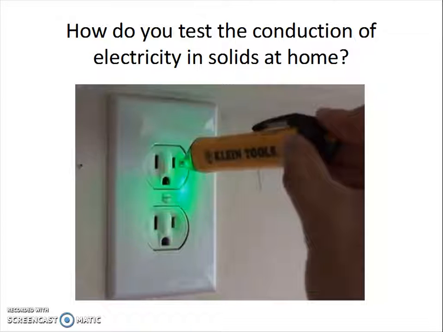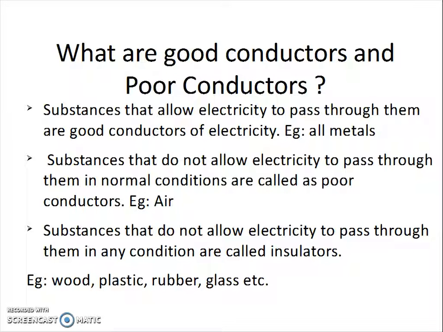Now once you know what conductivity is, that means where you are able to see the glowing of the bulb, let us try to classify these materials according to the rate of conductivity. What are good conductors and poor conductors? Substances that allow electricity to pass through them are called good conductors of electricity.